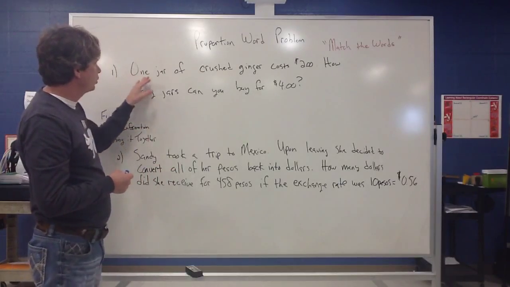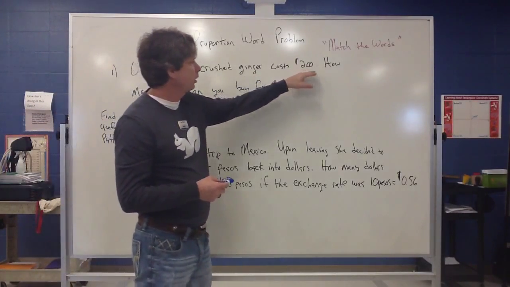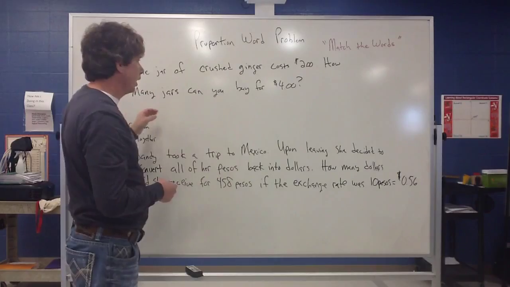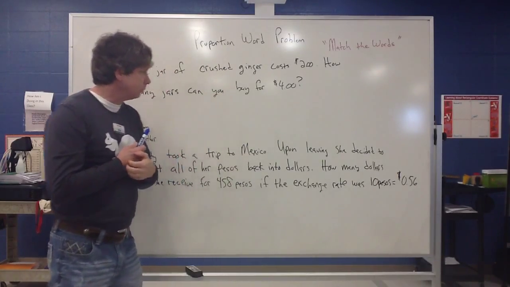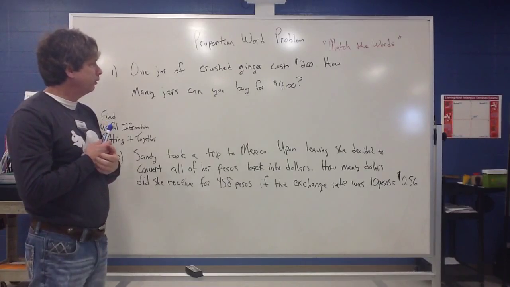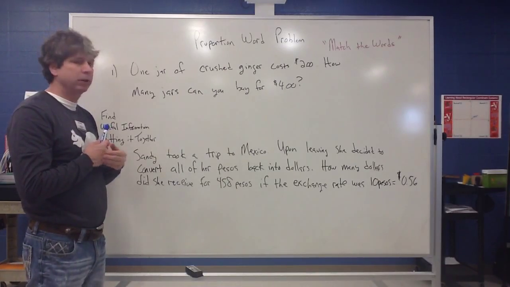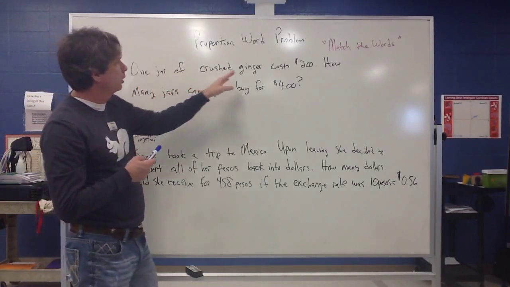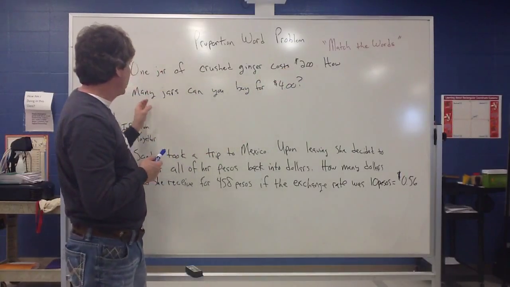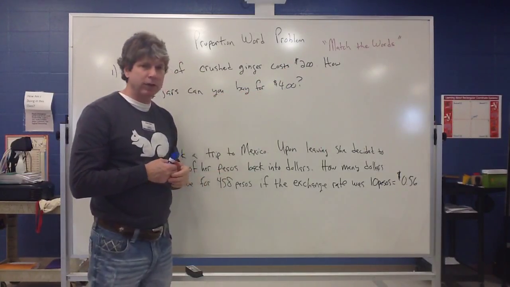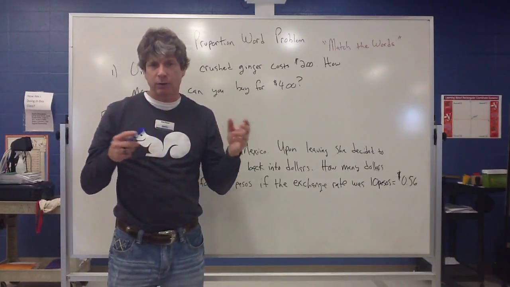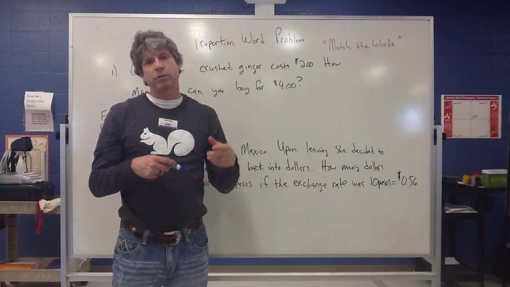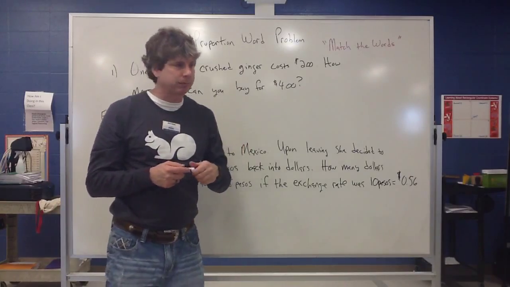So let's see here. We have one jar of crushed ginger costs $2. How many jars can you buy for $4? Now this problem is really not that hard. You can kind of pick up on it. If one jar costs $2, then how many jars can I buy for $4? Well, it sounds like that would just be 2 jars. So I really don't need a whole lot of math with this. I could probably just answer that without doing a lot of work. But let me show you that it can be modeled using a proportion.